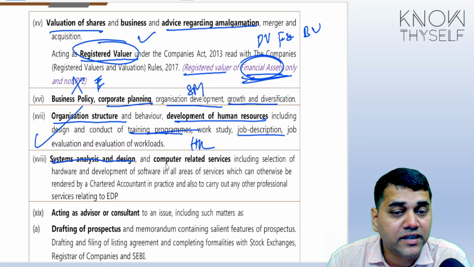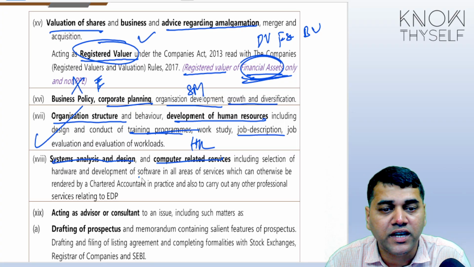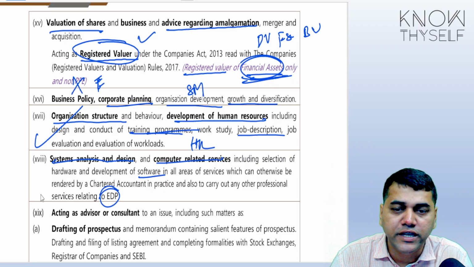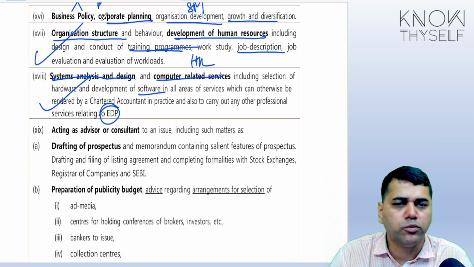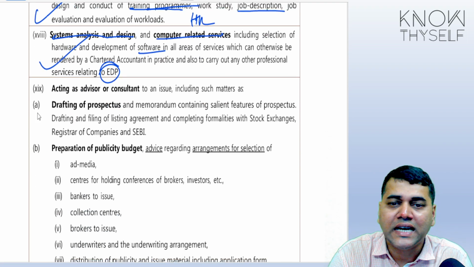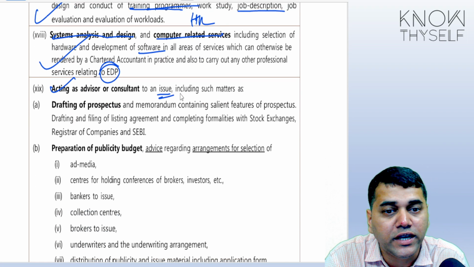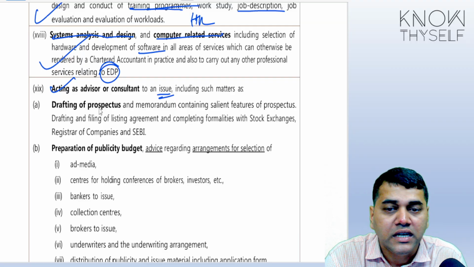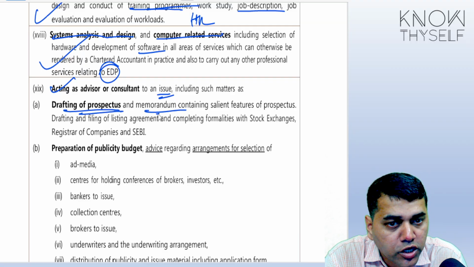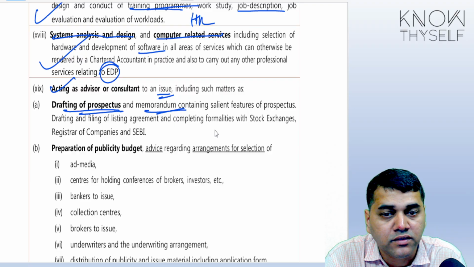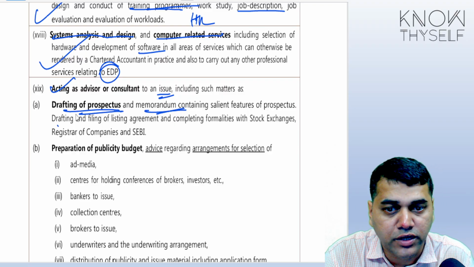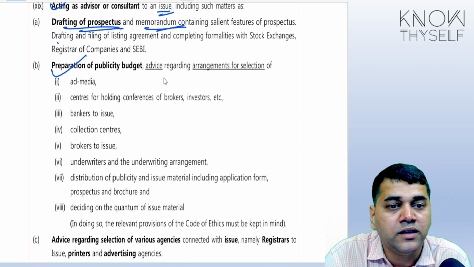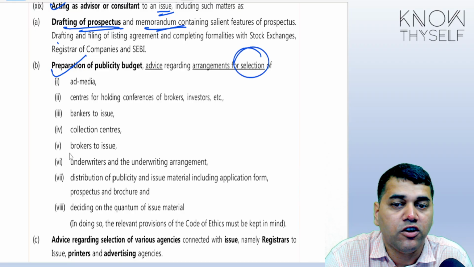System analysis and design, computer related hardware, software, automations, there also you can do this, services related to the EDP, any type of work like automations you can do. Acting as an advisor or consultant to an issue of shares, you can do this service. Drafting of the prospectus, memorandum containing features of the prospectus. So for raising of the equity shares, you can draft the prospectus. Preparation of the publicity budgets and advise on the selection of ad media.